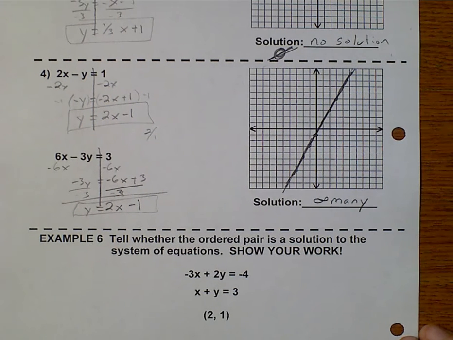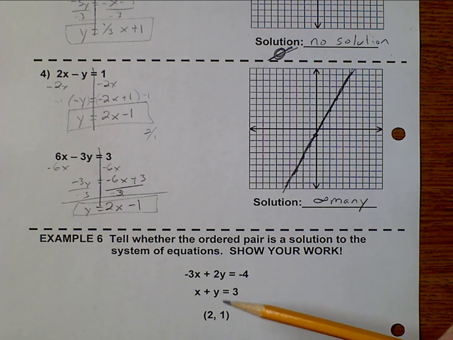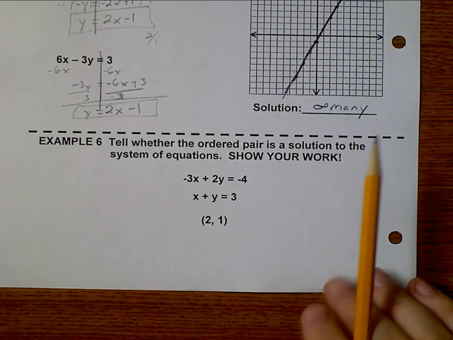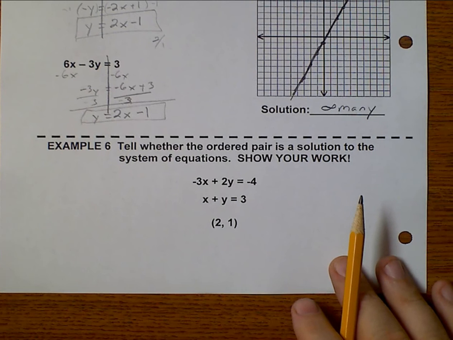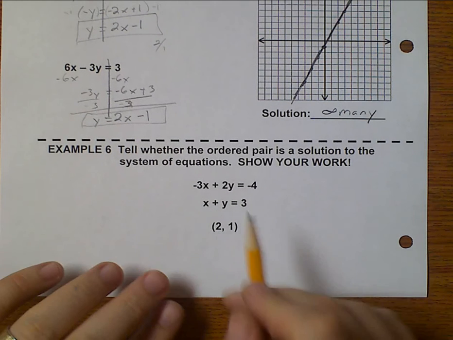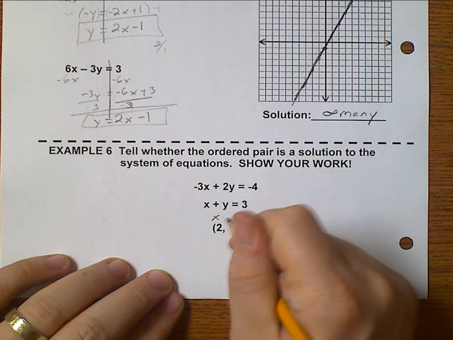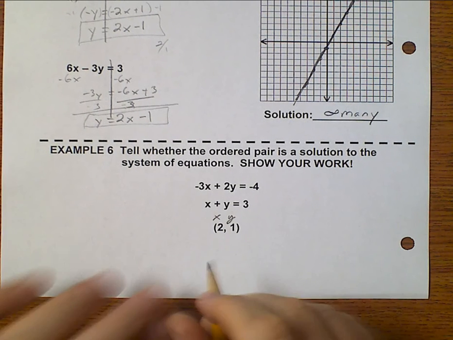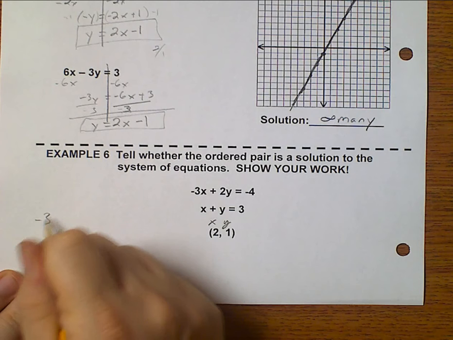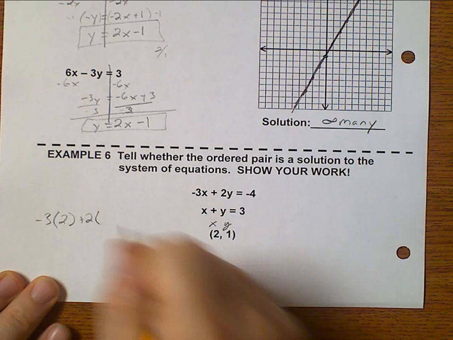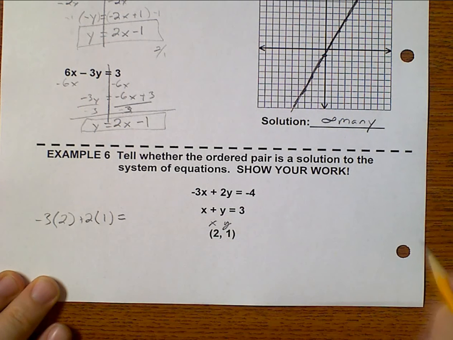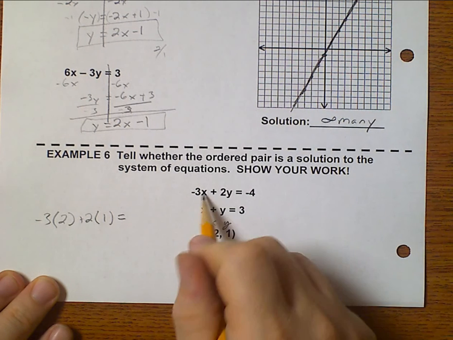Now, example number 6 is just how we can check our work. So we could have done this on problems 1 and 2, but it's just a way to double check, did I do my math correctly? And so all we're going to do is plug these numbers in. This is x, and this is y. And so I would do negative 3 times 2 plus 2 times 1, and see what that gives me. That's just 2 into x, 1 into y.